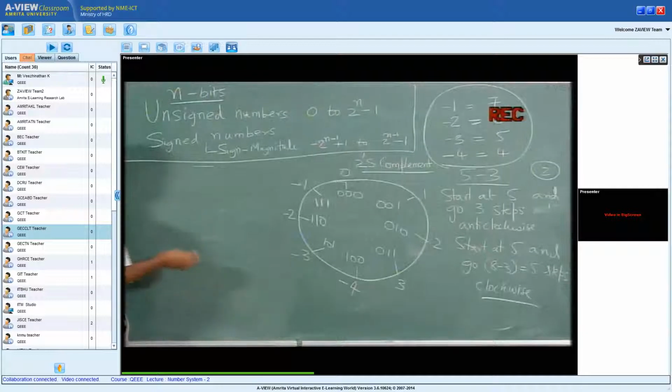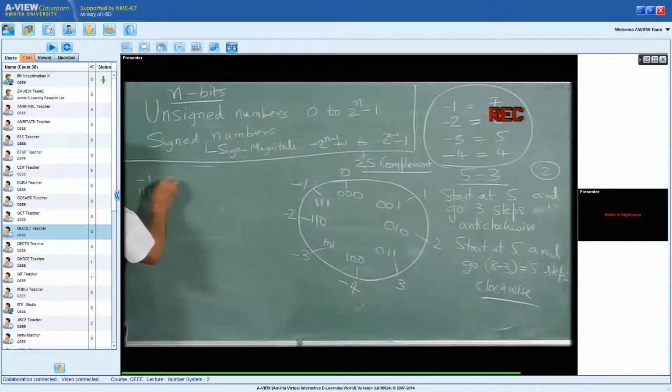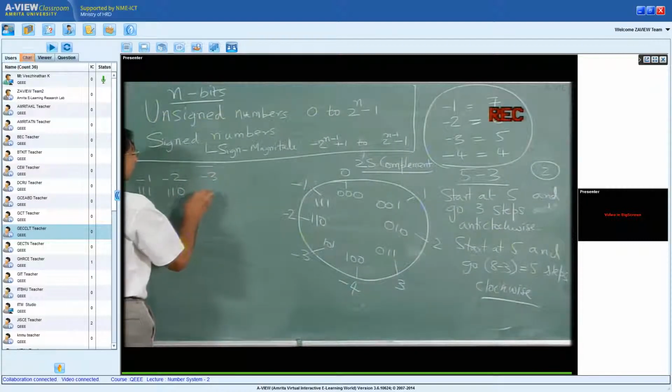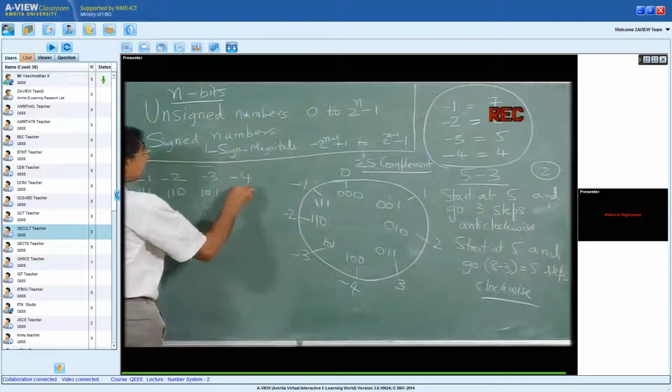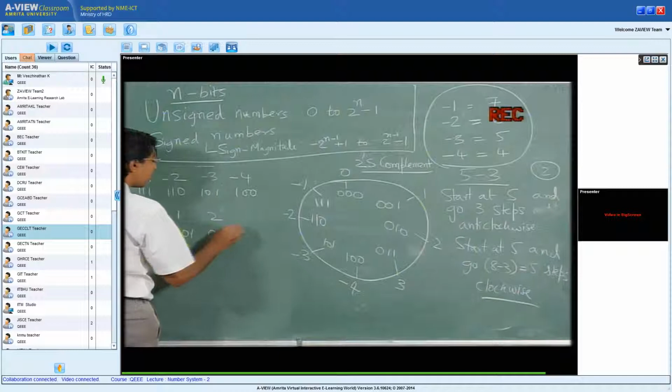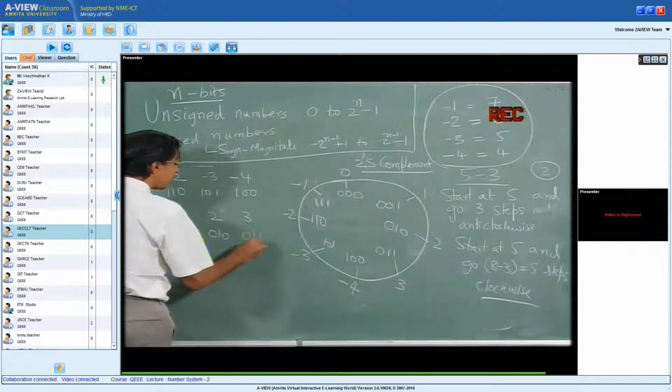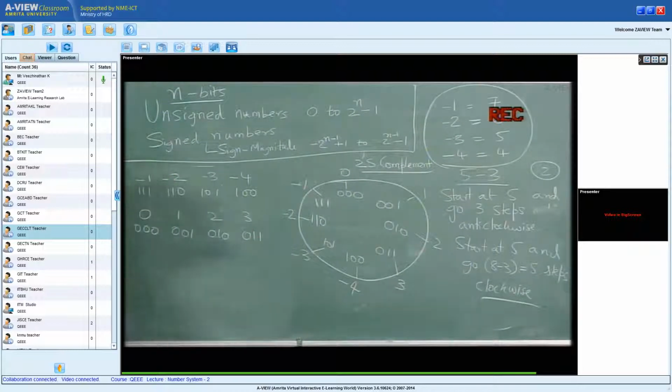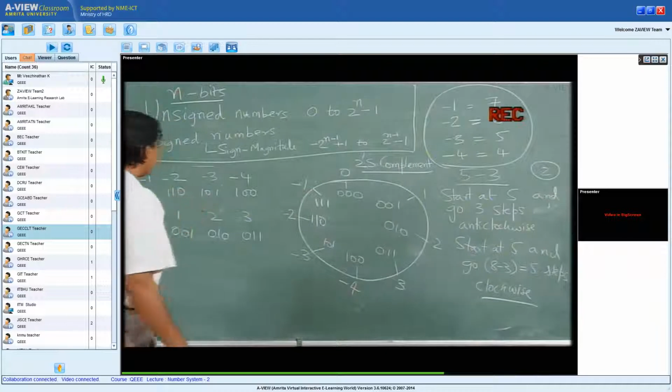So in the 2's complement representation, let us take 3 bits. Your -1 is represented as 111, your -2 is represented as 110, -3 is represented as 101, -4 is represented as 100. Your 0 is represented as 000, 1 is represented as 001, 2 is represented as 010, 3 is represented as 011. Okay. So 2 things we get here.